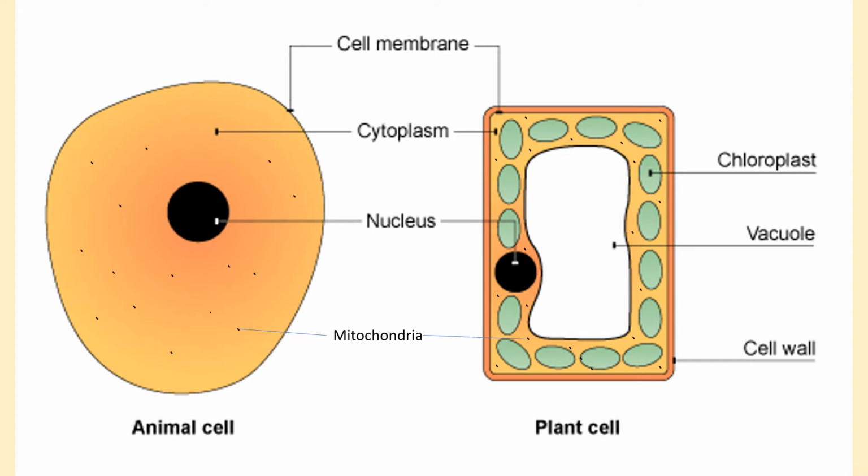All right, here we've got a diagram of an animal cell on the left and a plant cell on the right. Both animal and plant cells have a cell membrane, cytoplasm, nucleus, and mitochondria, with a couple of exceptions. Some cells don't have a nucleus. We'll get on to one of those in the specialized cells topic. Plant cells, as well as having these four, also have chloroplasts, vacuoles, and a cell wall. And we will find out what those different things do in a moment.